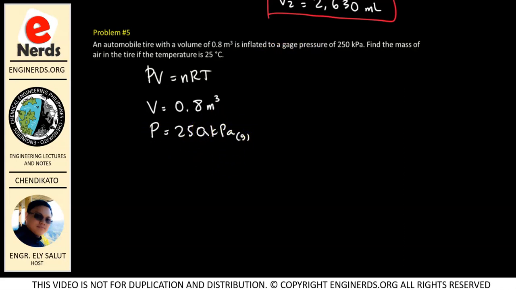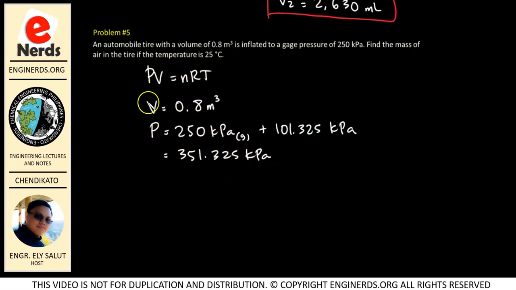So, sabi nga natin kanina, pasimula ng ating lecture, is that we have to convert this into an absolute scale. So, that means we need to add an atmospheric pressure, which is equal to 101.325 kilopascal. Okay, so therefore, our pressure is equal to 351.325 kilopascal. Okay, so that is our pressure.